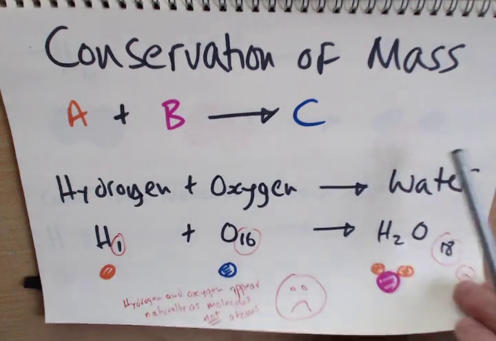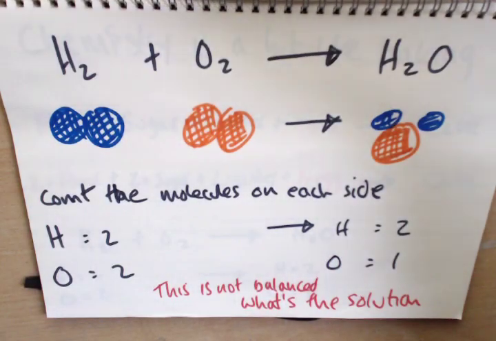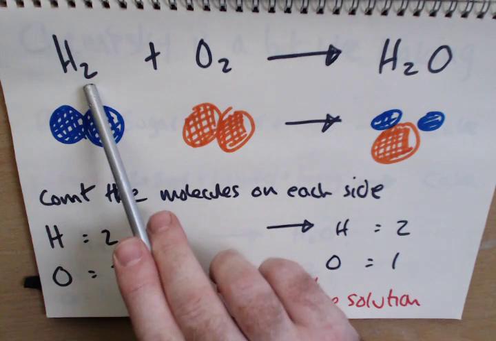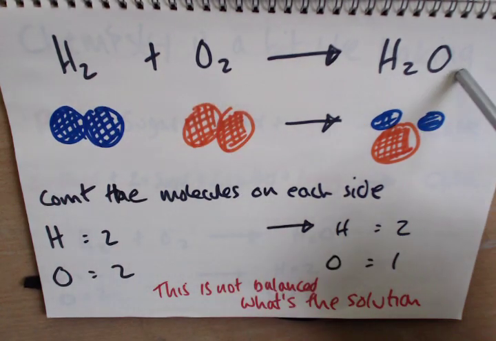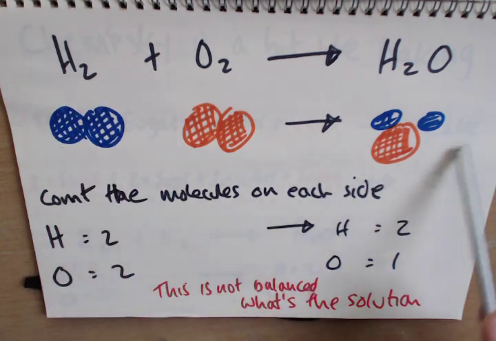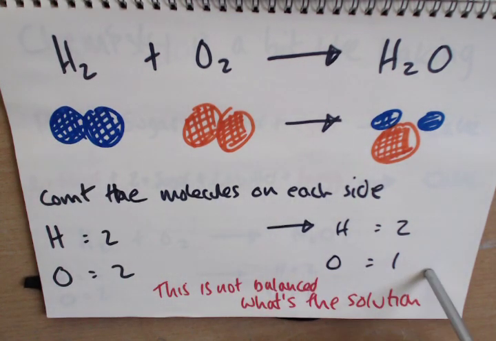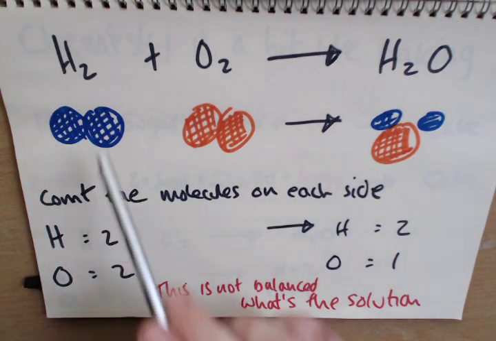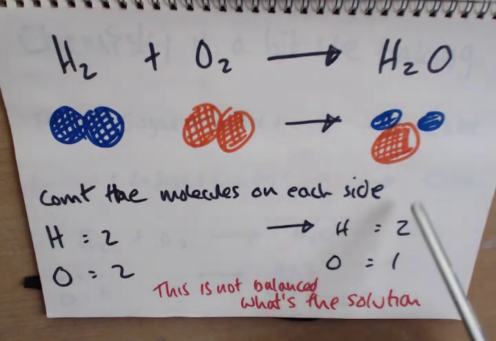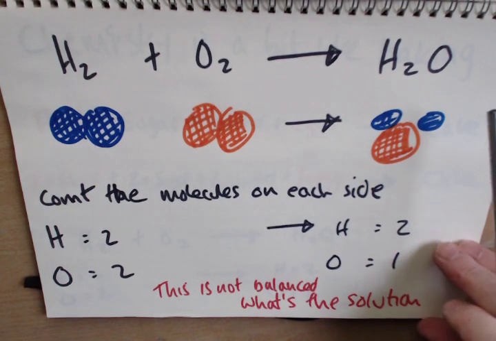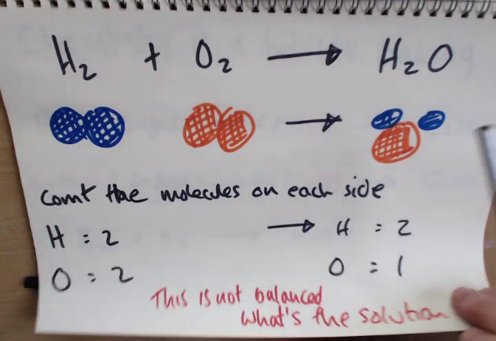So how it should be is a molecule of hydrogen, H2, plus a molecule of oxygen, O2, goes to H2O. That's how it appears naturally. However, even this is not working out, because we've got two hydrogens on one side and two oxygens on that side, and two hydrogens on one side and one oxygen on the other. So there's got to be a way of making this work.